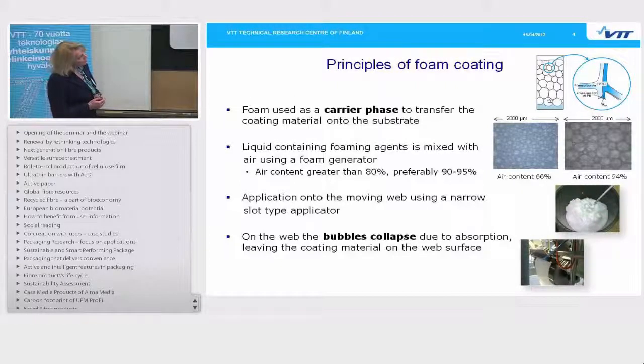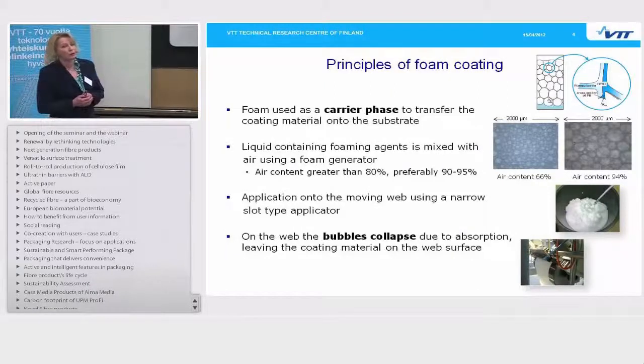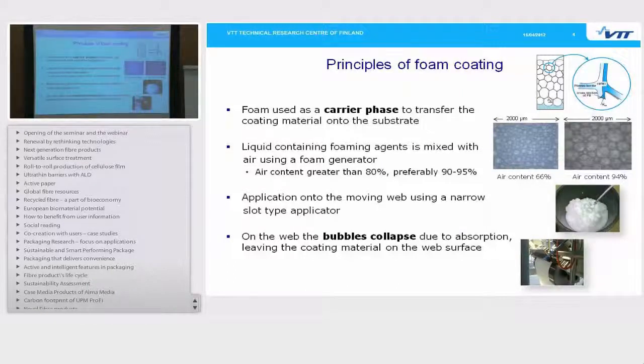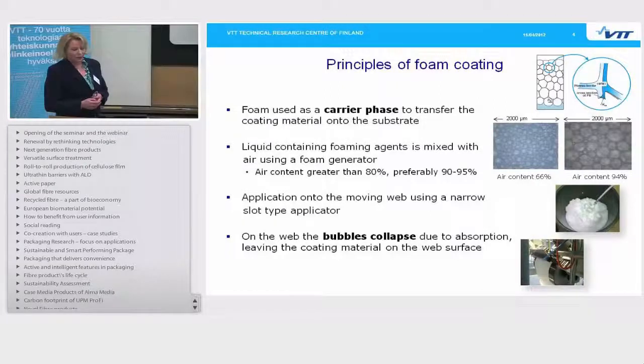And here are some pictures showing what kind of foams we use. The left-hand side is a wet foam, which is used in the foam forming of paper. Its air content is around 60-70%, and the shape of the bubbles is round. The right-hand side is a coating foam. The air content is higher, about 90-95%, and the bubbles are like a honeycomb.